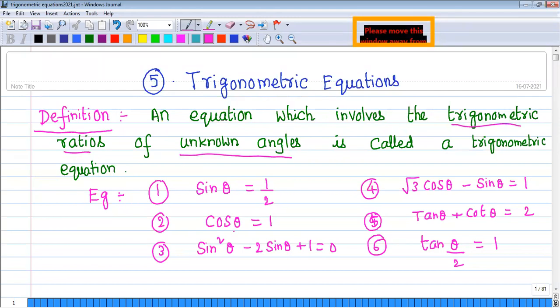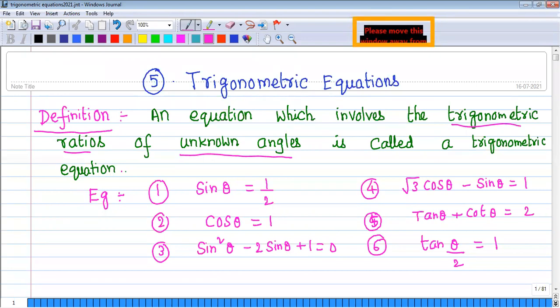Okay, how to solve these trigonometric equations? What is meant by solving? Okay, ask you one question. How do you solve this sin theta is equal to 1 by 2? Sin 30 is equals to 1 by 2. So that means, of course, you are correct. Theta is equal to 30 degrees. If you put theta is equal to 30 in the first equation, it will satisfy.